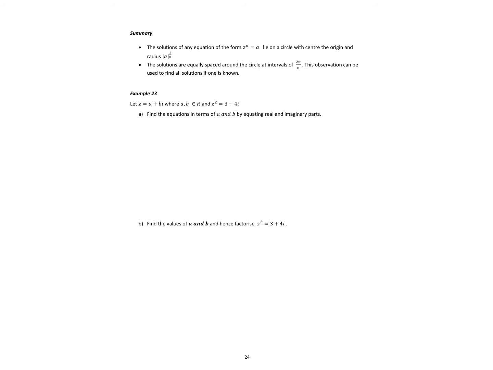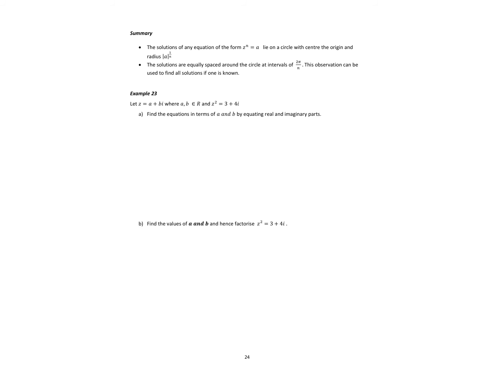Let z equal a plus bi, where a and b are real, and z squared equals 3 plus 4i. Find the equations in terms of a and b by equating real and imaginary parts. In other words, take the steps to solving the equation. So we're going to approach it in a different way.